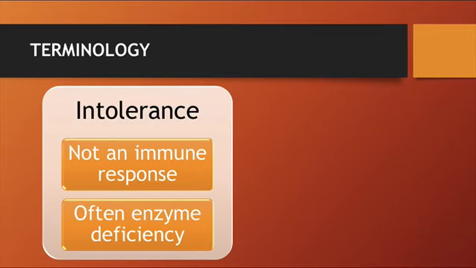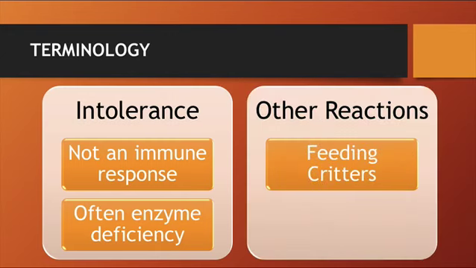Now, again, not an immune response, this is an enzyme deficiency. And then finally, we have a whole other world of reactions that happen not based on immune activation, not based on enzyme deficiencies or intolerance, but based on things like feeding critters. Like if you have an intestinal infection, whether it's a large intestine or colonic infection, or something in your small intestine like SIBO, what's called small intestinal bacterial overgrowth, sometimes the foods that we feed them cause them to either activate an immune response or a chemical change.